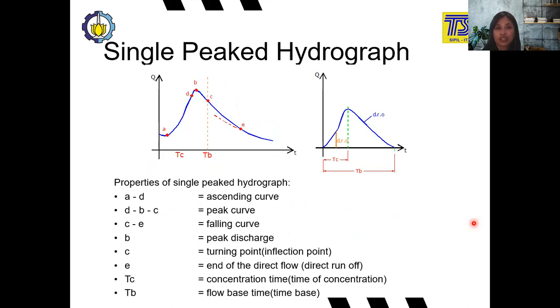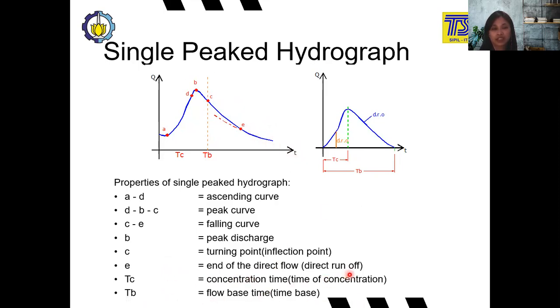For this single peak hydrograph, there are some properties. Here we have the ascending curve, when the hydrograph keeps moving upward, and then we get the peak curve. The peak curve is D, B, and C. And after that, we get this falling curve. Usually the falling curve happens when the rainfall stops. Then we have the peak discharge of B, and C is the turning point or inflection point. E is the end of direct flow, which means it's starting to become base flow again.